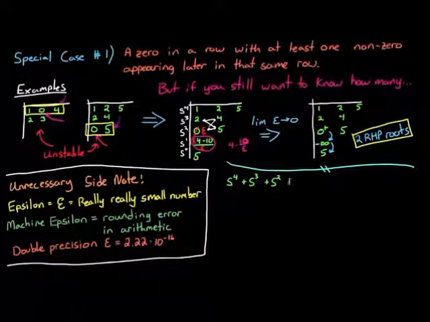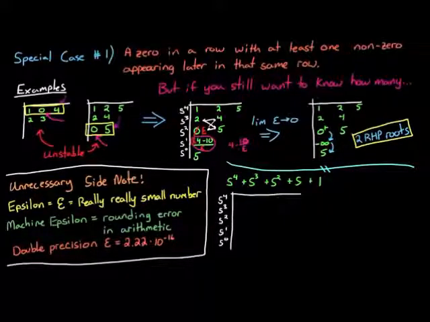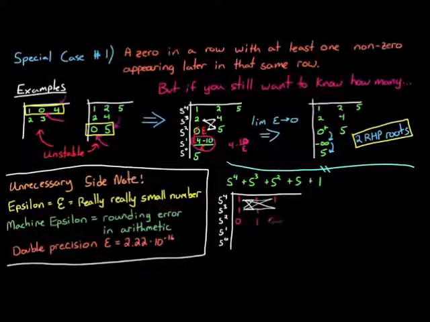Starting with this polynomial, s to the fourth plus s cubed plus s squared plus s plus 1. We can fill out the Routh array just like we did above. But now you can see that in the third row, the first column is a 0, and the second column is a 1. And this satisfies our condition for the special case, and it also states that this system is unstable. You can say that instantly.